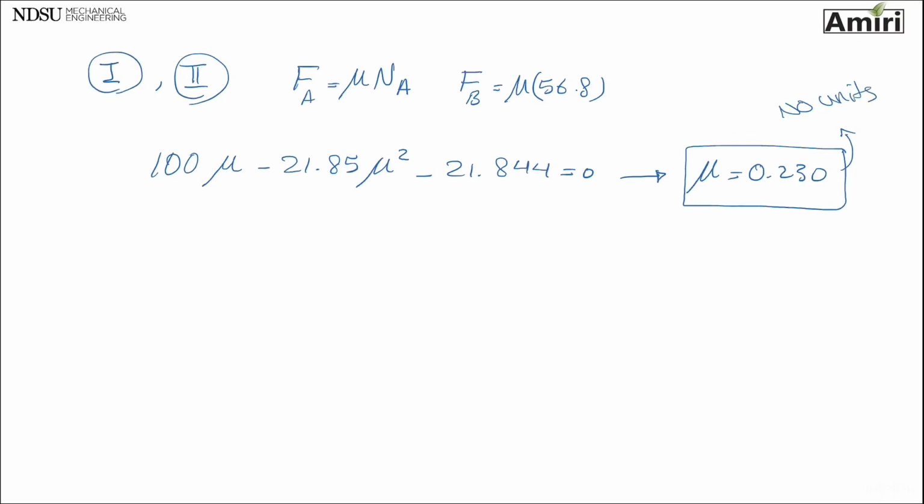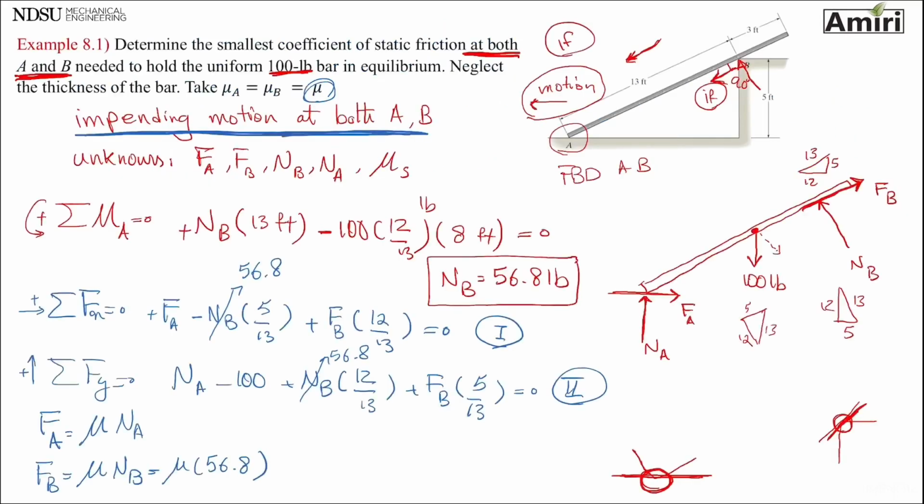No units, because this is newtons, or this is pounds, so mu doesn't have any units. So now that I have mu, the smallest coefficient of static friction, that's all I wanted. But remember I had all of these unknowns.